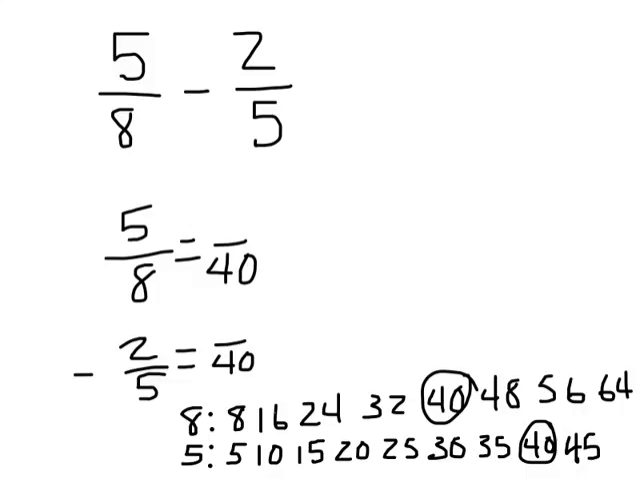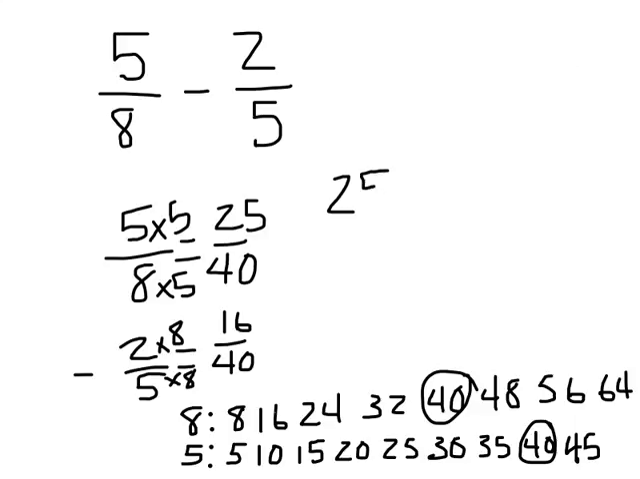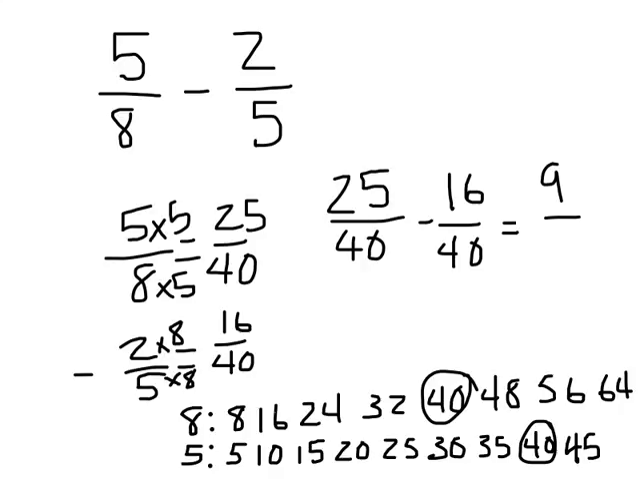To change 5/8 so that the denominator is 40, I need to multiply by 5 in both the numerator and the denominator. 5 times 5 is 25. To change 2/5 so that the denominator is 40, I need to multiply by 8 in both the numerator and the denominator. 2 times 8 is 16. Now I'm ready to subtract. 25 over 40 minus 16 over 40 is 9 over 40.